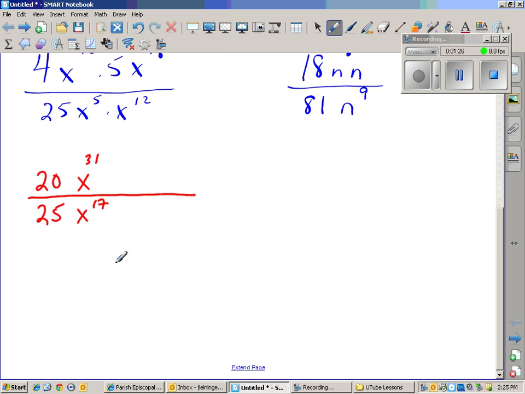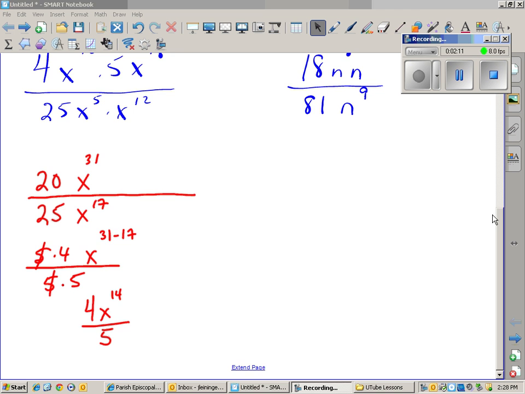Now we're not finished. Now we have to take a look at the numerator and the denominator together. 20 and 25, they both have 5 as a factor. So I can think about it like that. And now I'm going to use my quotient property. When you have like bases and you're dividing, you actually subtract. So I can write x to the 31 minus 17. I cancel what I can. The 5's cancel. And I end up with 4x to the 14th power all over 5. And that's my simplified version.